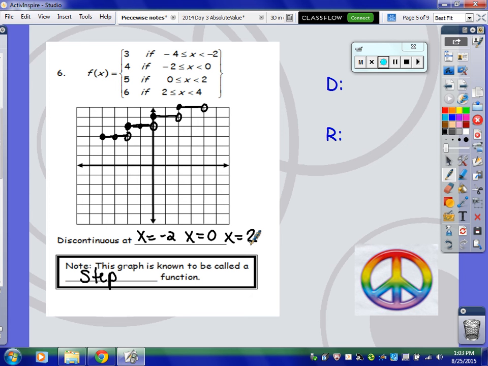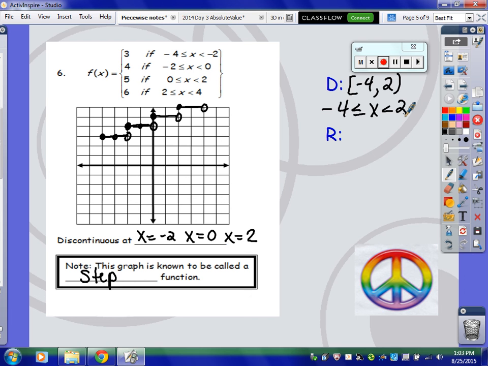Alright, here again, let's talk about domain and range on these. So domain here, notice we've got a fixed domain. It starts at negative 4 and it's closed. And it ends at positive 2, but it's open there. So you can also write it like this. Okay, so there's your domain.